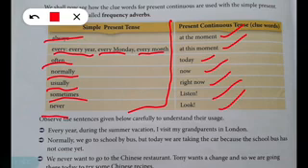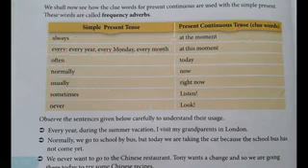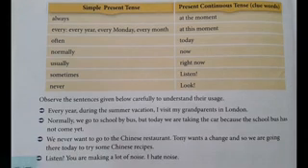Already I told you, simple present tense is what we use often, all the time, every time. But present continuous is what is happening at that moment. So you can have all these words in your mind when you write. Now look at the next one. Observe the sentences given below carefully to understand their usage.